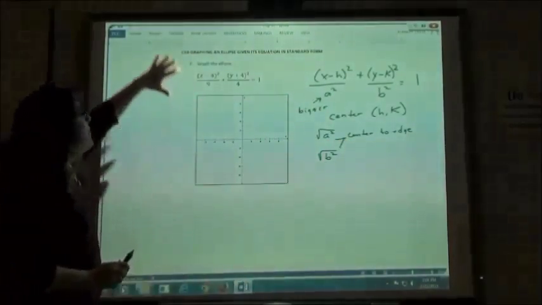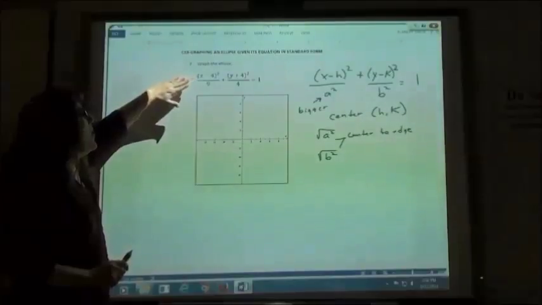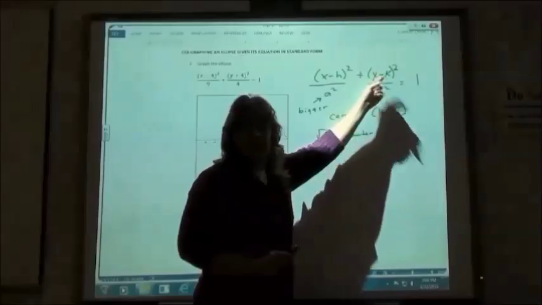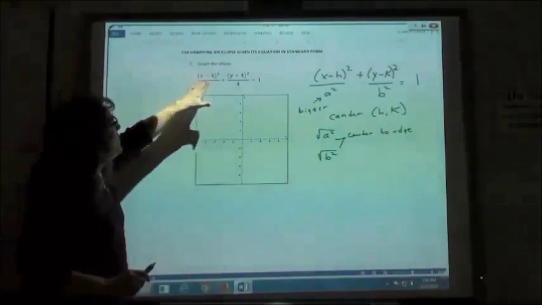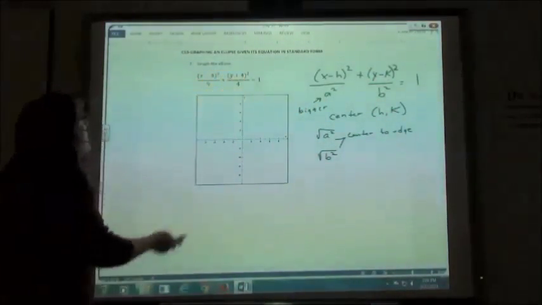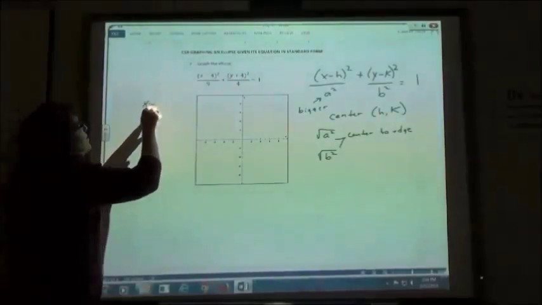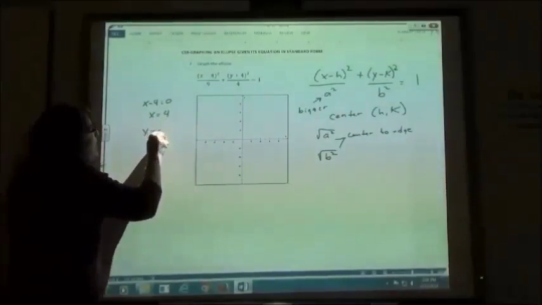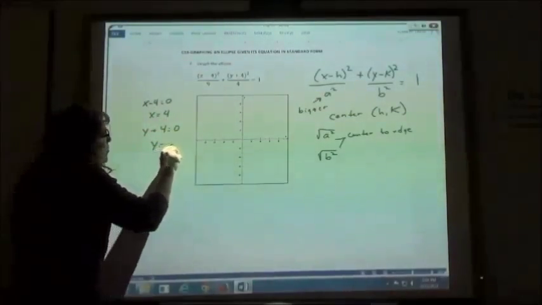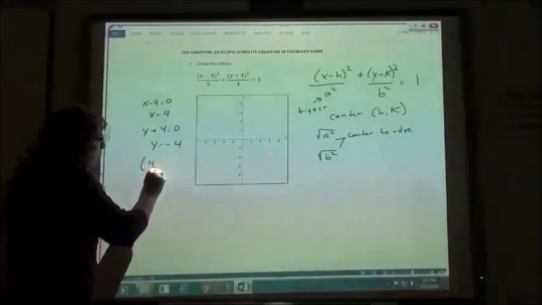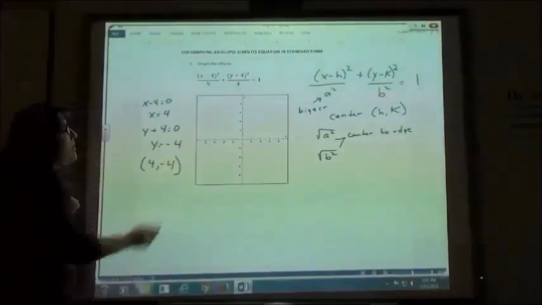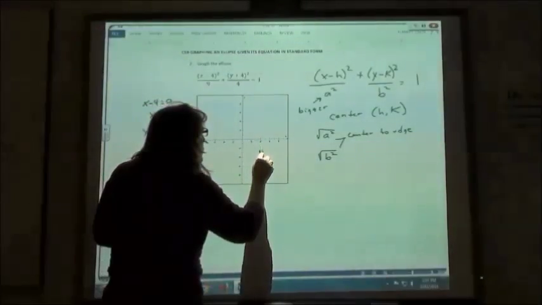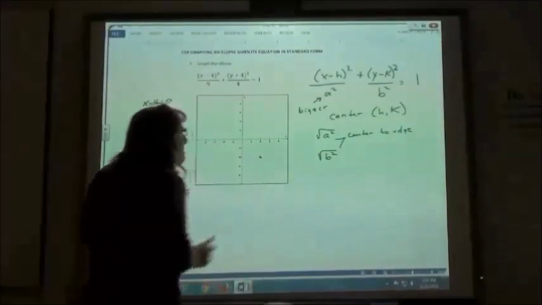So I'm looking at my general form of my equation, and notice again, just like in a circle, since these have minuses in, when you do the center, it's going to be at the opposite of these things. So if x minus 4 equals 0, x would equal 4. If y plus 4 equals 0, y would equal negative 4. And therefore 4 and negative 4 are going to be the center of your ellipse. So if I go to 4, negative 4, 1, 2, 3, 4, I would be down here.